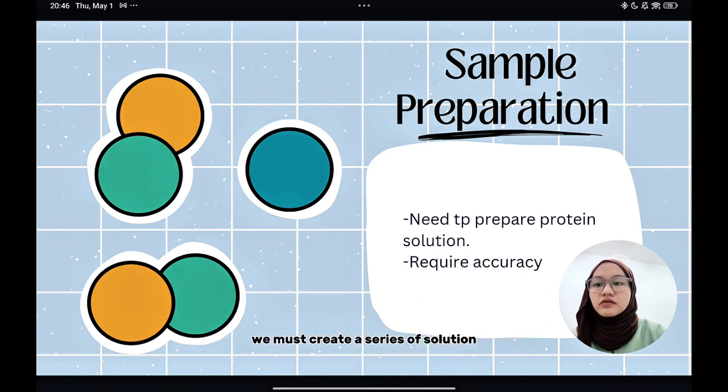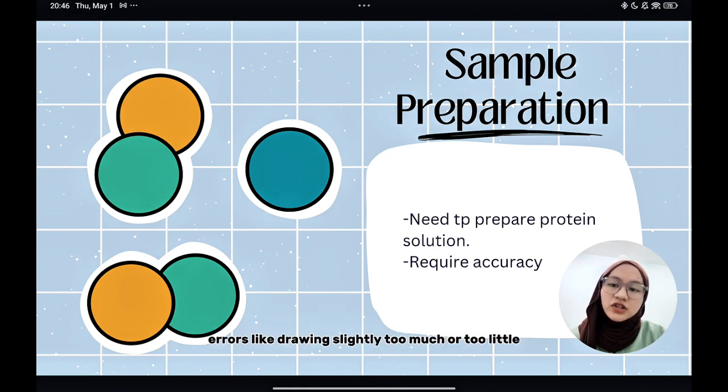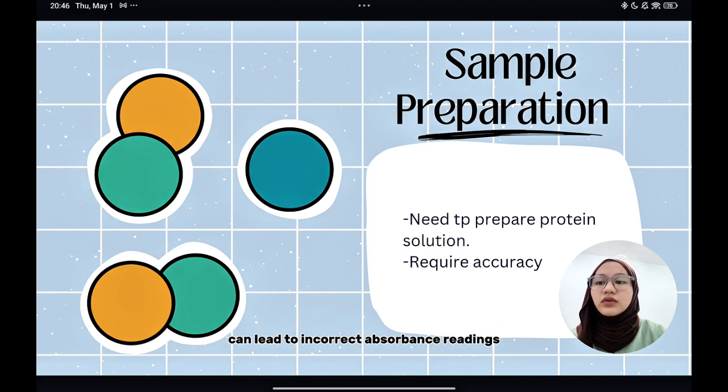The first major challenge is accurate sample preparation, especially when preparing the standard protein solution. We must create a series of solutions with very specific concentrations of protein, usually through serial dilution. Even small pipetting errors, like drawing slightly too much or too little, can lead to incorrect absorbance readings. Since the accuracy of our unknown sample relies on this standard curve, one small mistake can affect all the results.